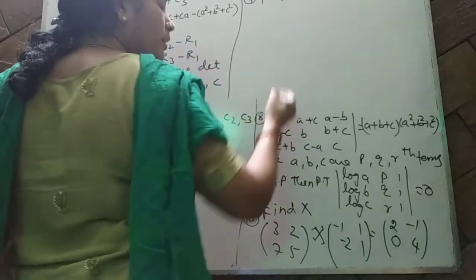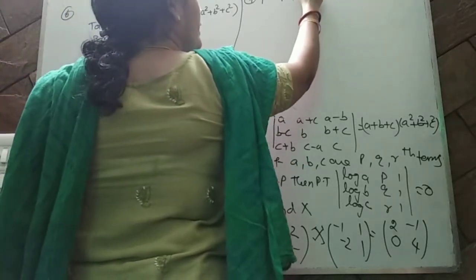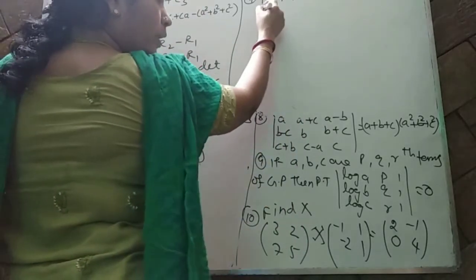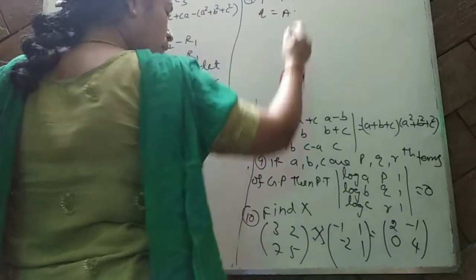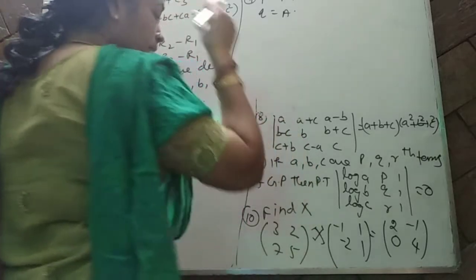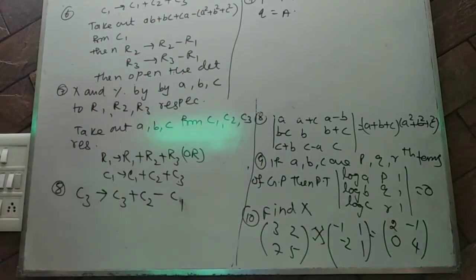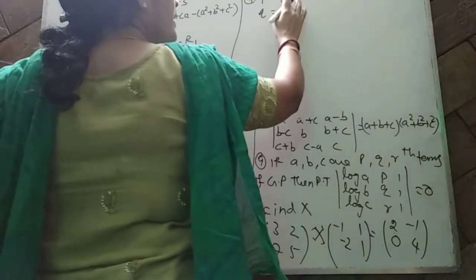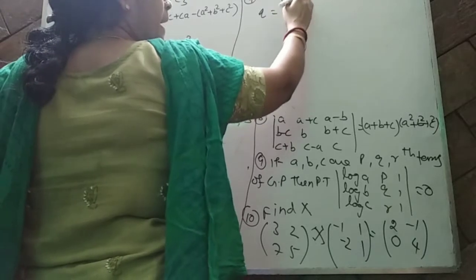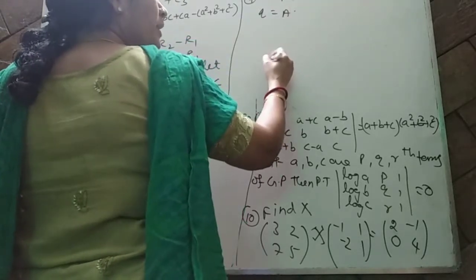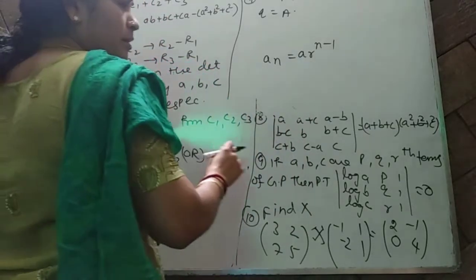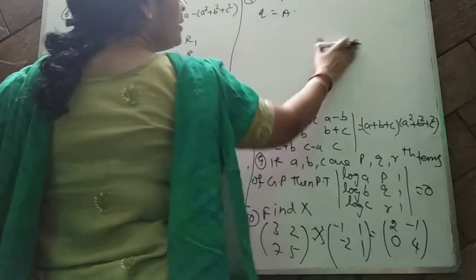Capital A, I am taking A into R power n minus 1 like this, that is equal to A, given. And then the Qth term is B, and the Rth term is C. Here the nth term is An equal to A R power n minus 1. That's what we will get. Am I correct?